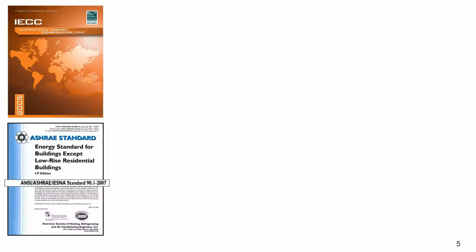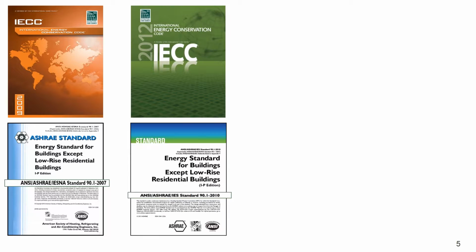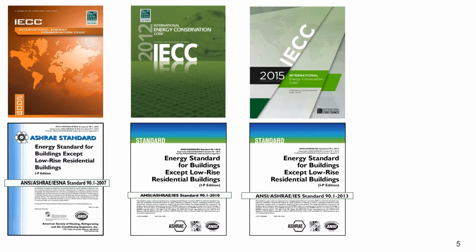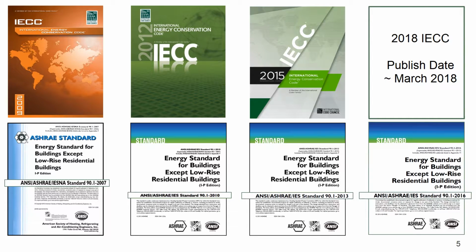This slide shows a 2009 IECC, and it references the 2007 ASHRAE Standard 90.1. And both of these documents, as said earlier, are updated every 3 years, such as a 2012 IECC, 2015 IECC, and the up-and-coming 2018 Energy Code, which should be out during the first quarter of 2018.